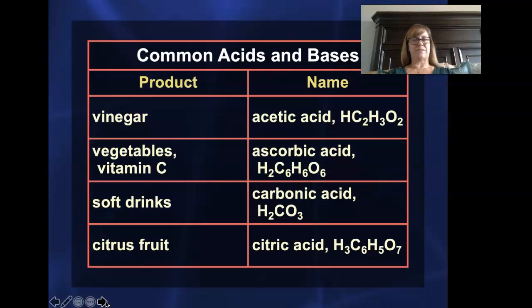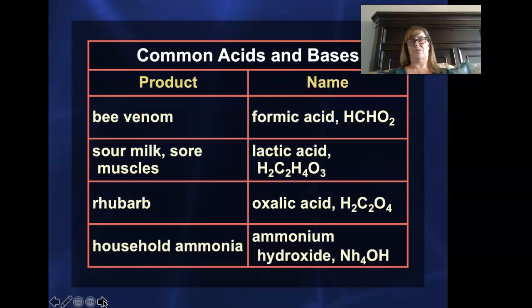Here are just some names of common acids and bases. And if you'll notice, a lot of these are things that you see around you all the time. Vinegar has acetic acid. Vegetables with their vitamin C is ascorbic acid. Soft drinks have carbonic acid in them. This is why they're so bad for your teeth and your bones and health and all of that. Citrus fruit has citric acid.